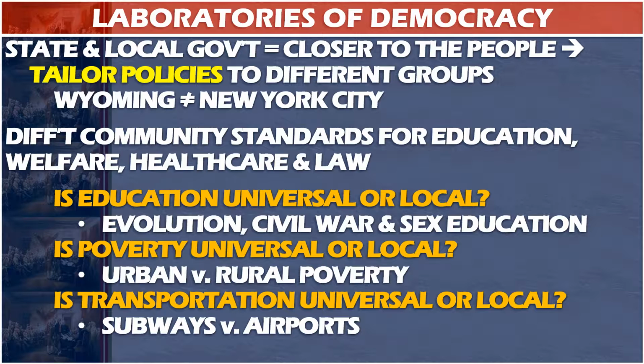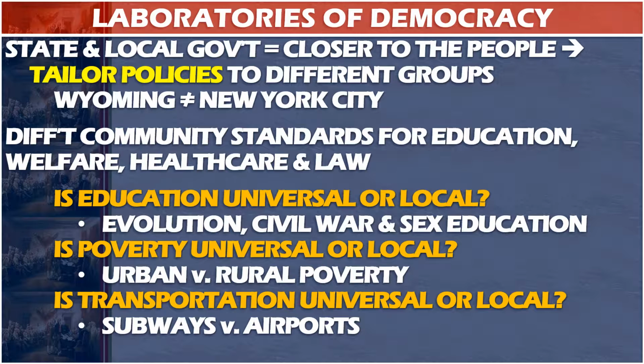So on the teaching of evolution, the Civil War, and sex education, should our policy be the same for everyone? Is the reason for teaching these the same for every single school child in the United States? Or are there reasons why localities can differ on them? Secondly, is poverty universal or local? So there are poor people in rural areas, there are poor people in urban areas, but what they need, for example, to address their poverty might be very different.